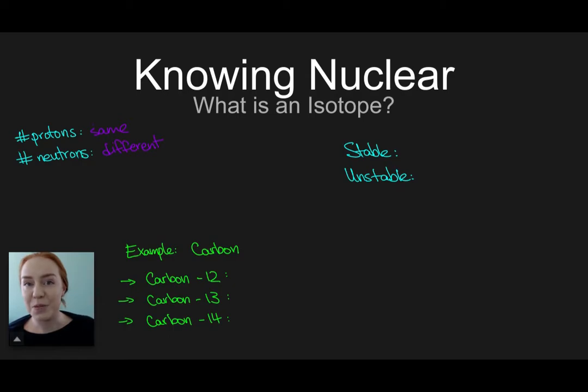Now, isotopes come in two forms, stable and unstable. As you might be able to imagine, stable isotopes don't change over time. They remain the same, and because of this, they're the most common.